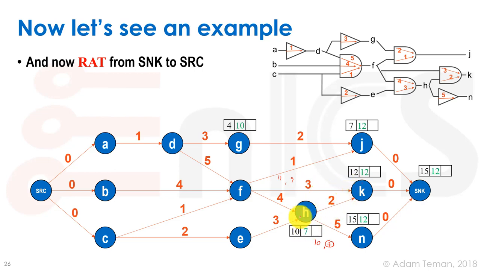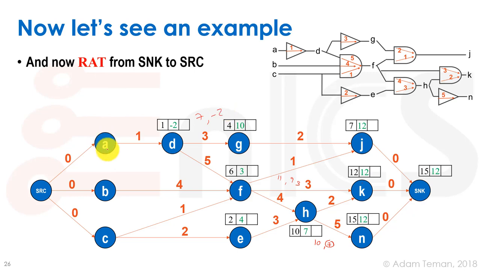And 7 minus 4, that'll be 3. So we're going to arrive at a required arrival time of 3. Next we go to E. E, we take the 7 minus 3, we get a 4. Okay, D, we have a fan out of 2, so we go 10 minus 3, that's 7, and 3 minus 5, minus 2. We have something very strange here, we arrived at a negative number, right? So we have minus 2 over there.